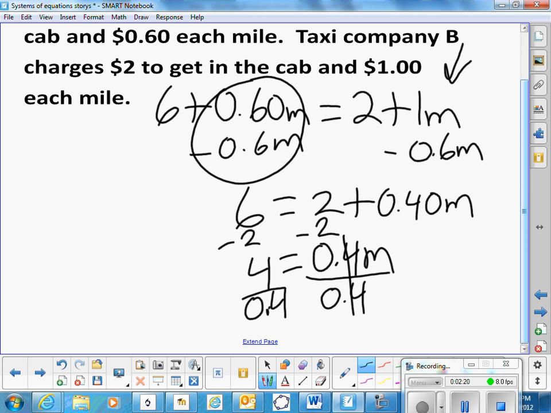0.4 divided by 0.4 is 1. 1 times m is m. 4 divided by 0.4, well, you can see that 4 is 10 times bigger than 0.4. You can put that in your calculator if you want. The decimal place is only over 1 to the left on the bottom, so the top is 10 times bigger. So the answer to that equation with variables on both sides is 10 miles.